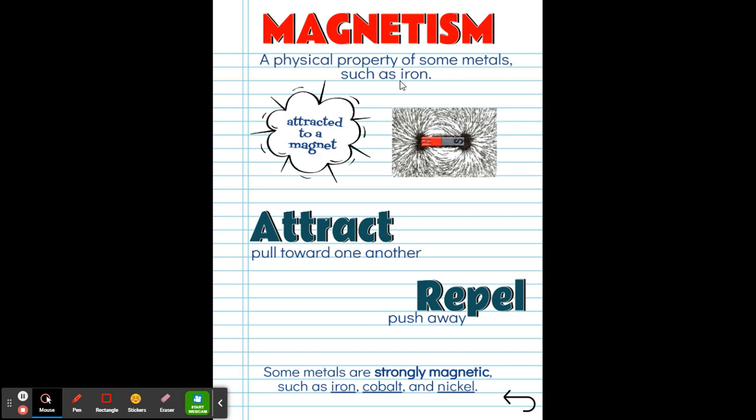A physical property of some metals, such as iron, again, magnetism. So here is what that would look like with the magnetic field. The word attract means that it's going to pull towards one another, and repel is when it pushes away. So some metals are strongly magnetic, such as iron, cobalt, and nickel.